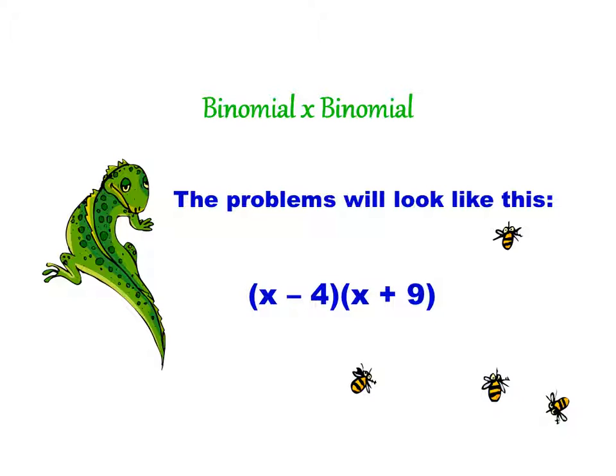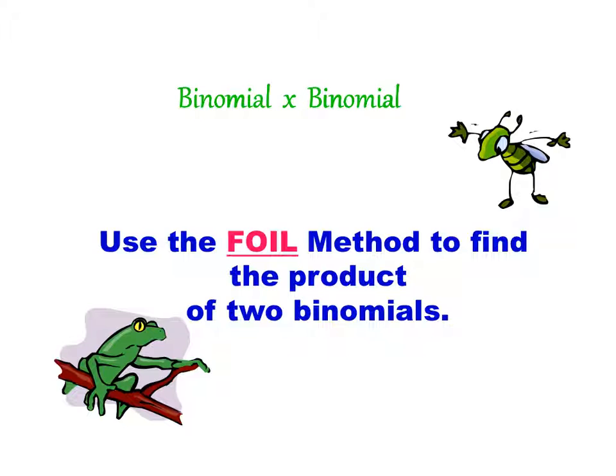Alright, so we're going to start out with a binomial times a binomial. The problems look like this. We've got the quantity x minus 4 times the quantity x plus 9. And what we're going to start out with is we're going to use the FOIL method to find the product of two binomials. And basically all the FOIL method is just the distributive property.